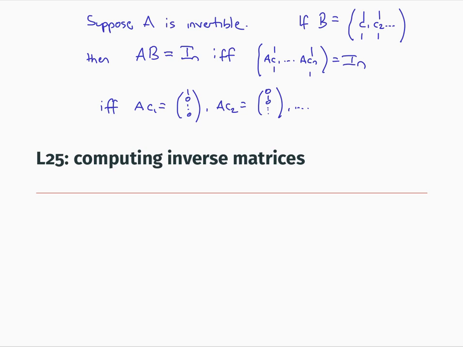So finding a solution to the matrix equation AX equals (1, 0, 0, 0, and so on), and finding a solution to the matrix equation AX equals (0, 1, 0, 0, 0, and so on). That means we can solve our problem of finding inverse matrices for invertible matrices by using what we know about solving systems of linear equations.